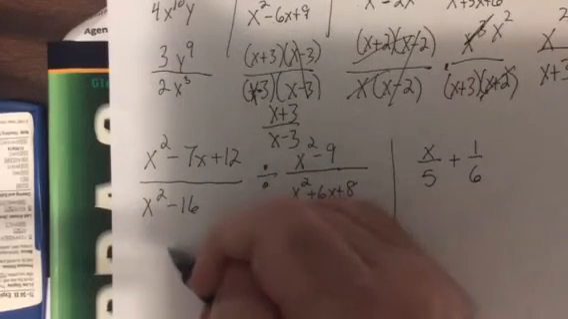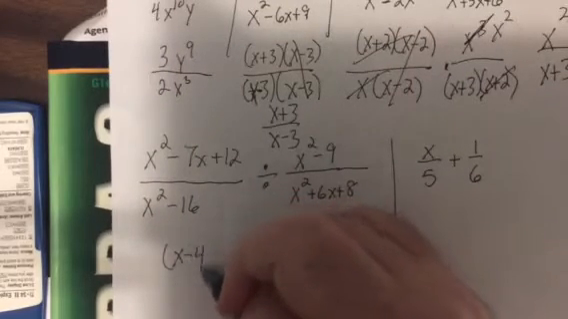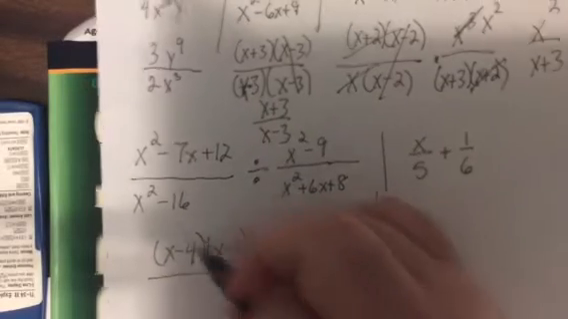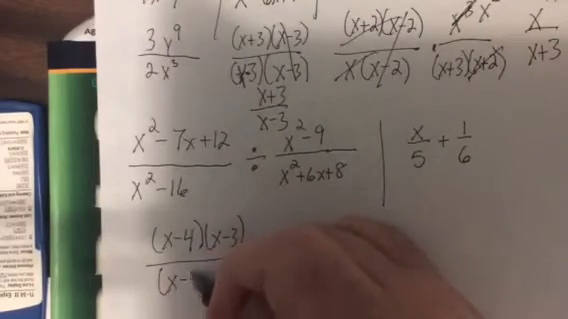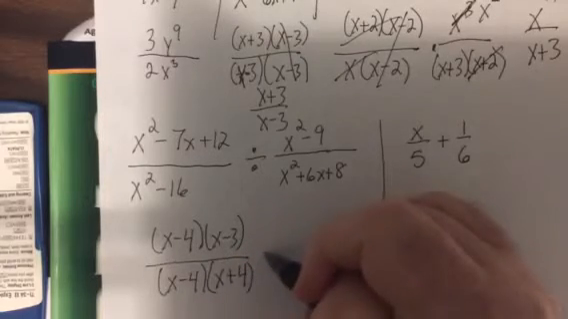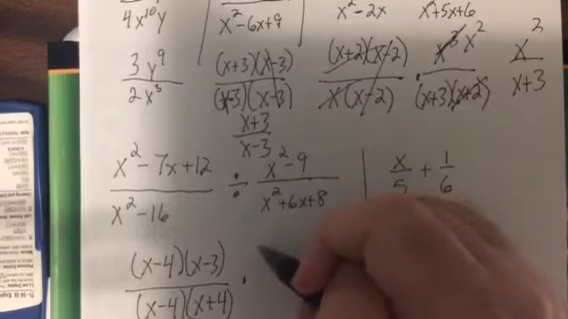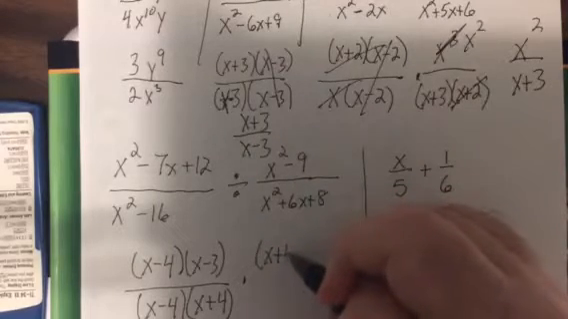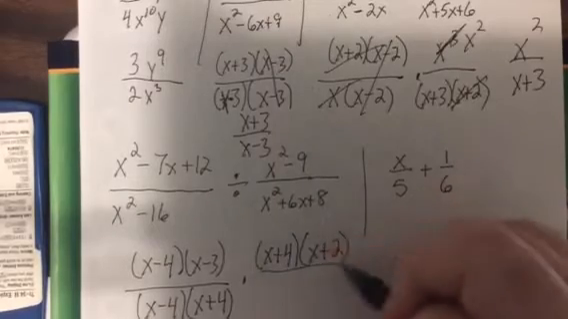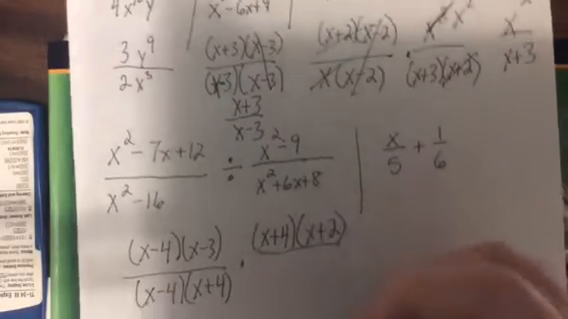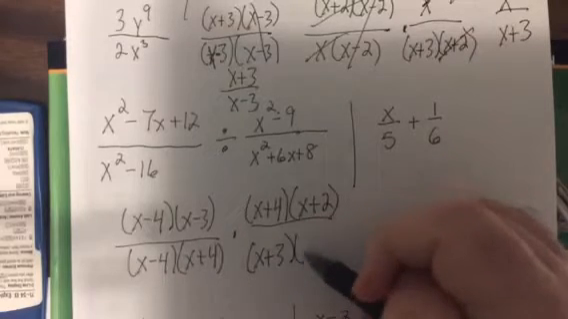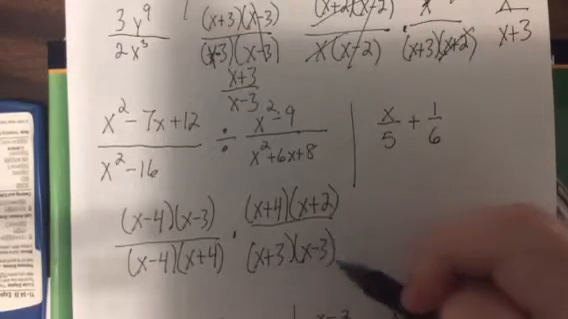Here, factor this. It's x minus 4. X minus 3. Difference of squares. Woohoo! Oh, we got a flip. So it'd be x plus 4, x plus 2. Difference of squares goes on the bottom. So x plus 3, x minus 3.